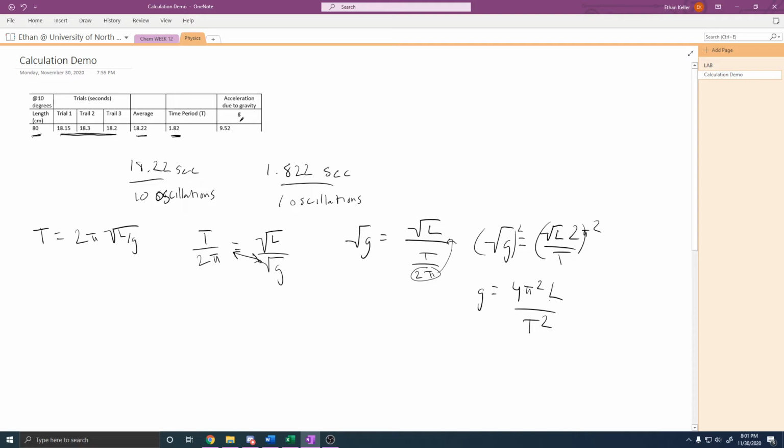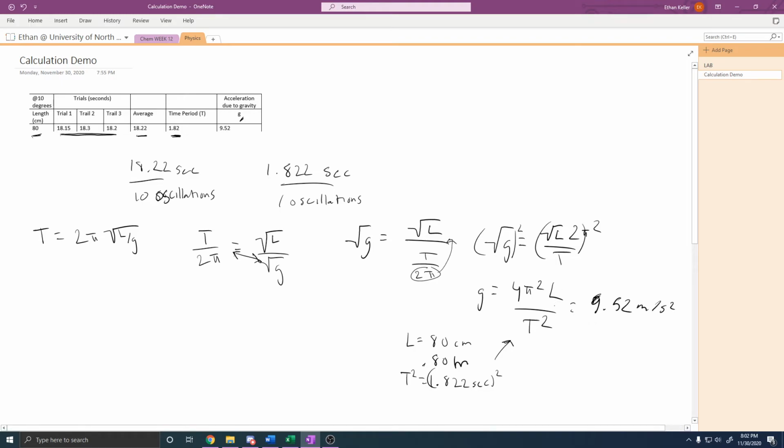So now this, obviously we know our L. Our L is equal to 80 centimeters, which is equal to 0.8 meters, right? And we know that our T is equal to, what we just calculated, 1.822 seconds, right? We're actually going to square this, so square that. We're going to plug those numbers into this. And when we do that, we come out with 9.52 meters per second squared.